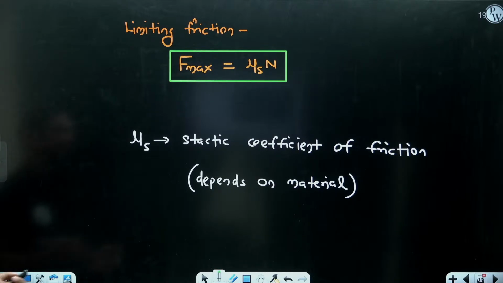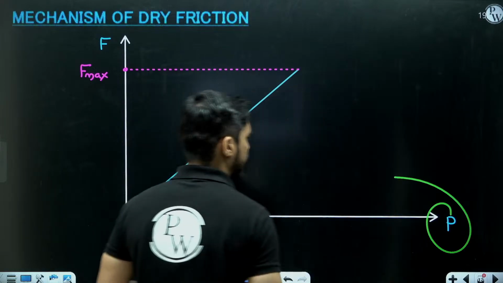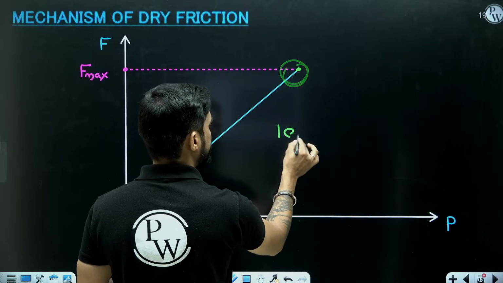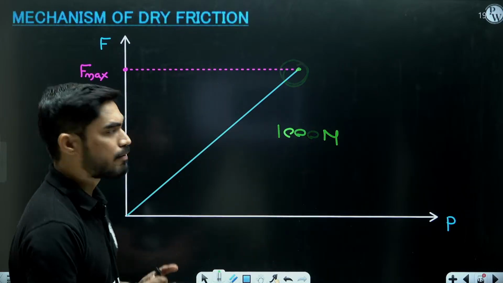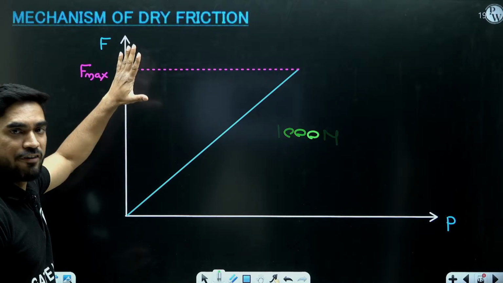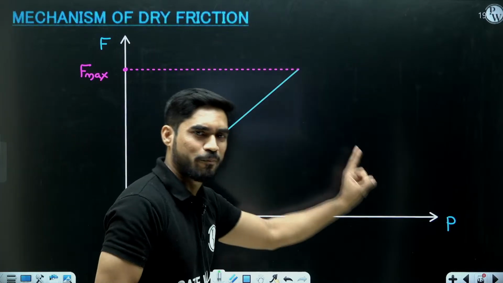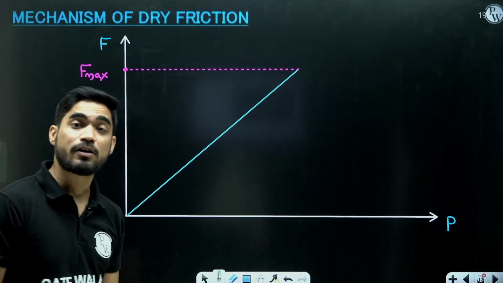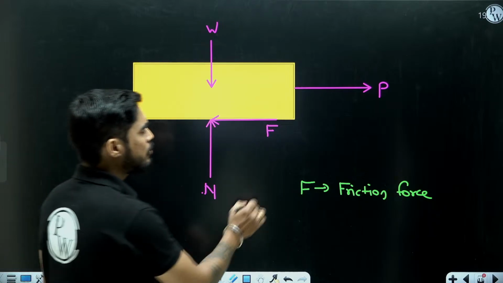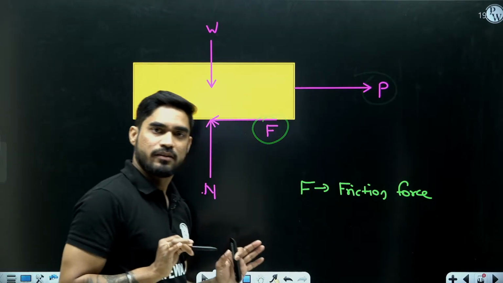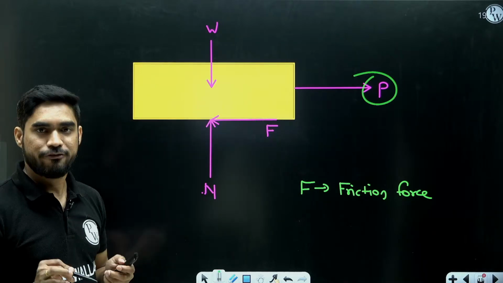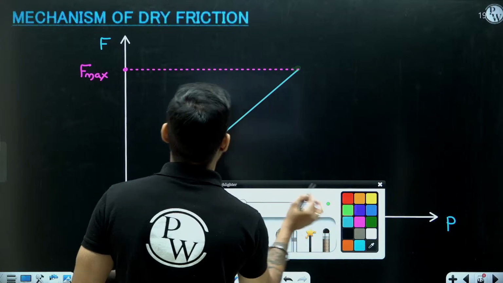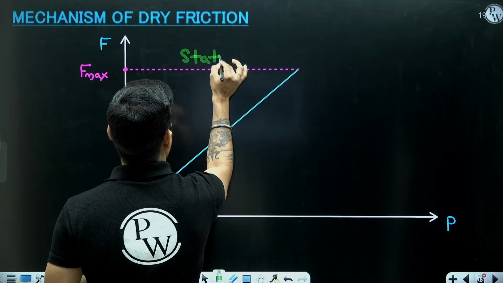So what happens if I increase my value of P further? Let's say I keep on increasing the value of P and I reach this point where it is, let's say, 1000 Newton. So this is the maximum value. Now friction force cannot be greater than this value, but your P can increase, right? So let's say I keep on increasing my P, 1100 Newton, 1200 Newton. So now what will happen? Until the value of F and P are equal, the body is not going to move. So till now, the body was not moving. Till now, the body was static, right?